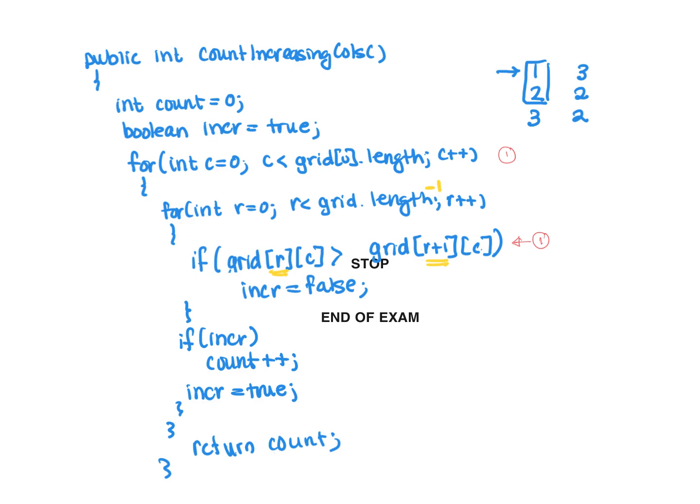Next one determines whether a single column is increasing or decreasing. So here I did that with a Boolean flag. Counts all the columns that are increasing. So you're going to have to check that it's increasing, increase your count. And lastly, you're going to return the count of the increasing columns.